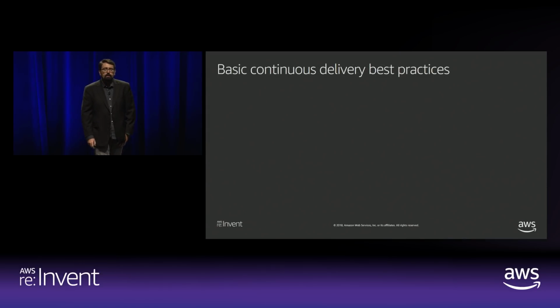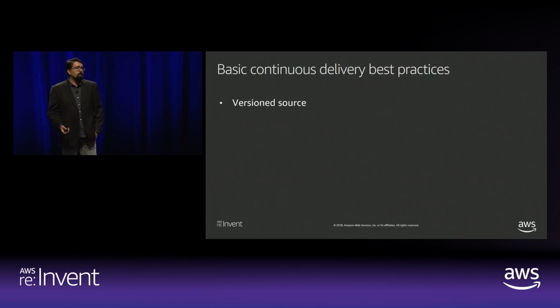So continuous delivery best practices for us, we want you to have version source. So we want you checking your code into a version repository. You can use whichever one works for you. We have CodeCommit that you can use, and we encourage you to use. But if you want to use GitHub or something else, that's perfectly fine by us.